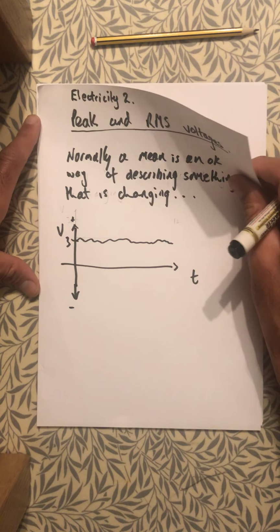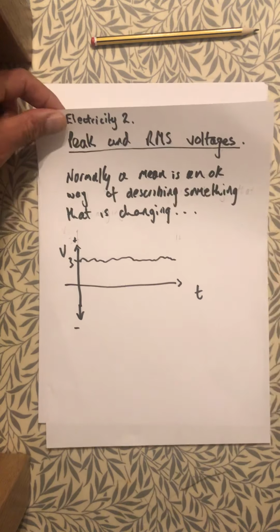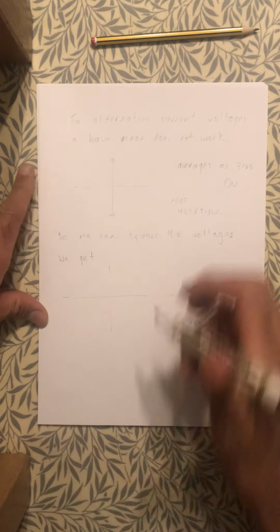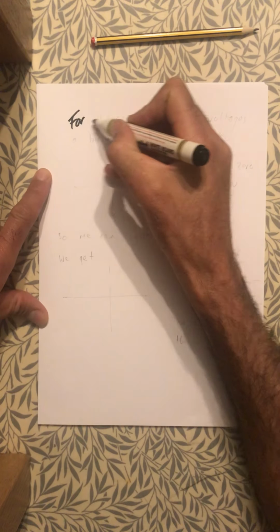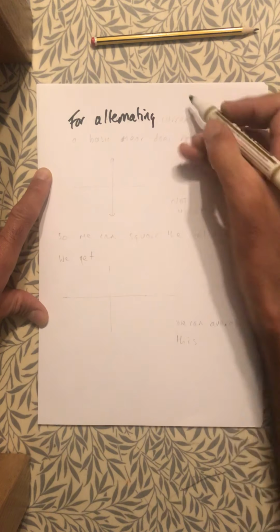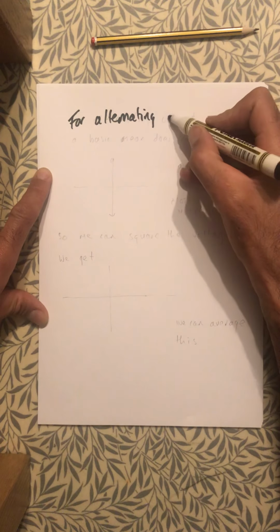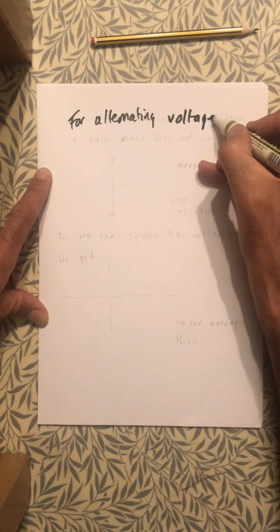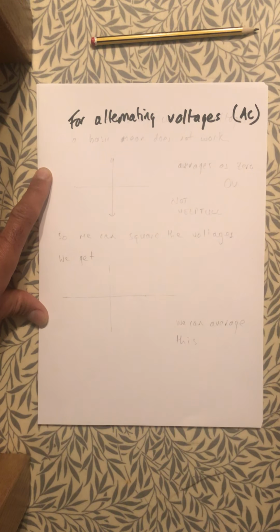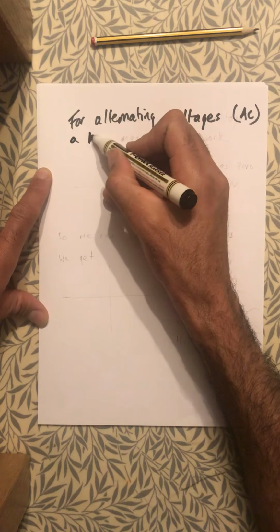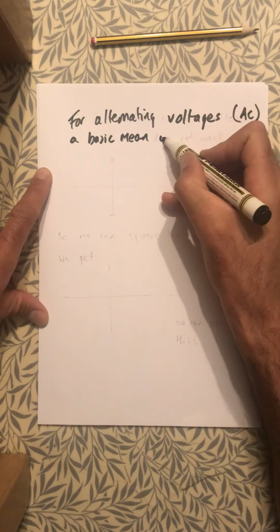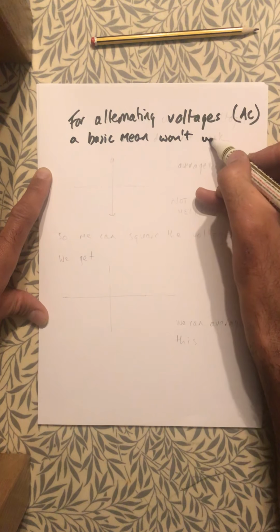However, what if the number's not quite so convenient? For alternating voltages, which we generally call alternating current, AC, a basic mean often doesn't work, and I'll explain why. It just won't work.